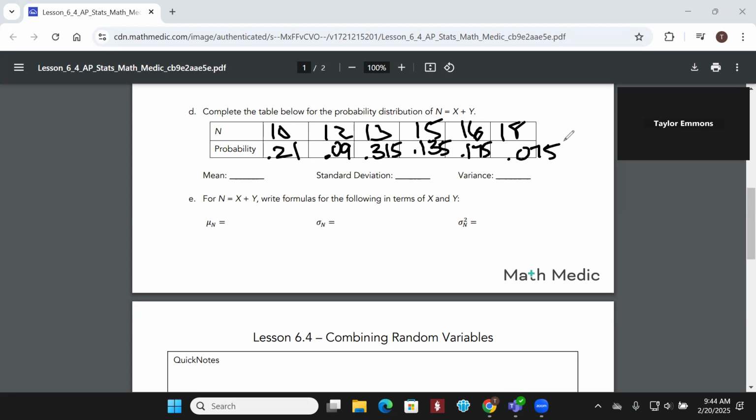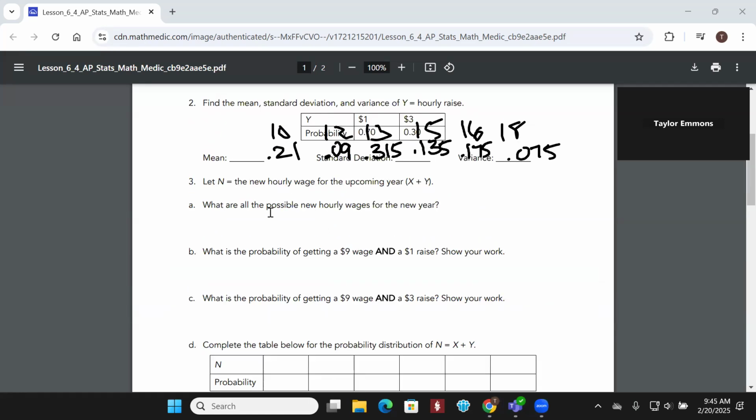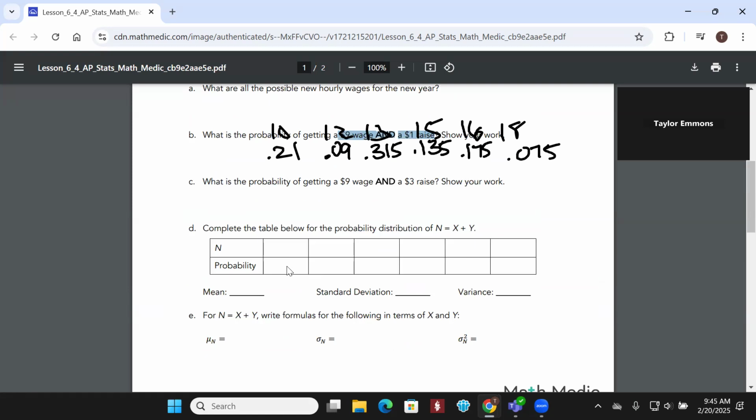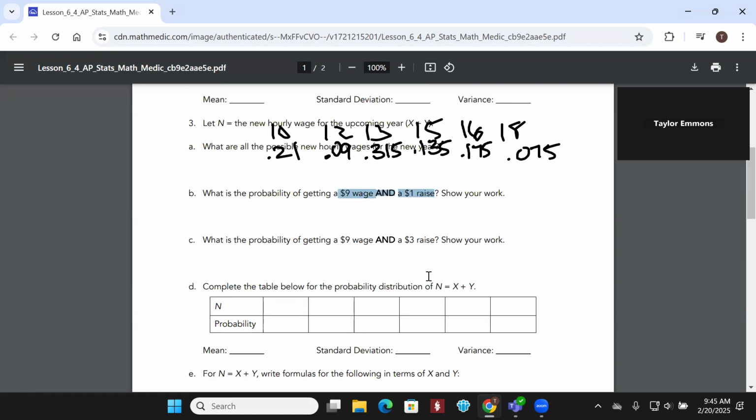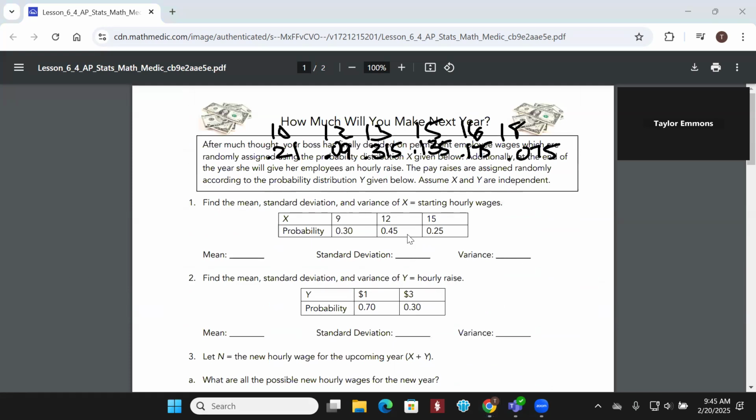Okay, go ahead. Like we did on part 3A, you see how it says, what's the probability of getting a $9 wage and a $1 wage with raised? That probability that we found is what went down here for 10. So if we were trying to find 16, if we look back up here, 16 would be the combination of 15 and 1, right? We would multiply those two together to get 16. Does everybody see it? I'm going to put those numbers back up here so that you're good.